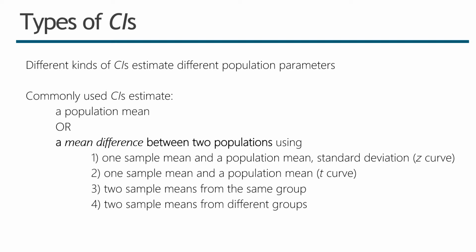As is reflected here, there are several different ways to compute a mean difference confidence interval, and it really depends on the research situation you have in front of you. Here, we're going to focus on two very specific research situations. Both of them, you have one sample mean and one population mean. The only difference is in one situation, you know the population standard deviation, and in the second, you do not know the population standard deviation.